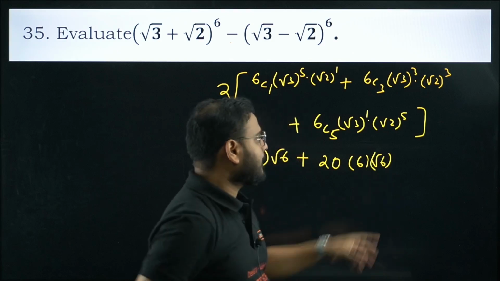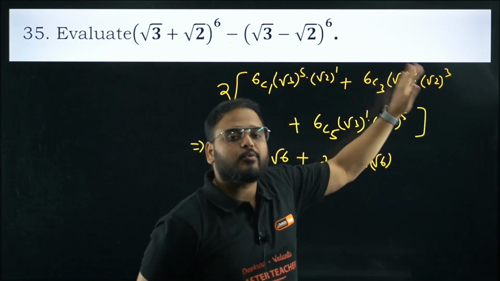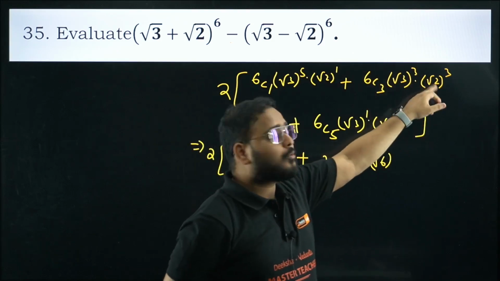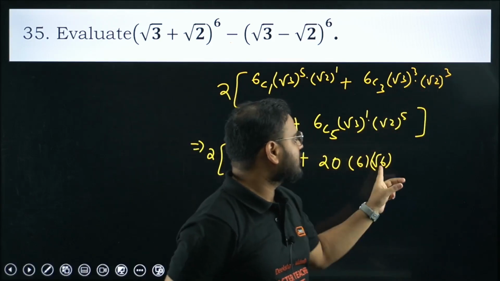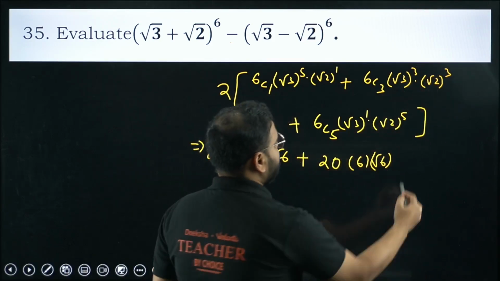Please check. Root 3 power 3: root 3 into root 3 is 3, and again root 3 is left. Root 2 power 2: root 2 into root 2 is 2. So 3 into 2 is 6, and root 3 into root 2 is root 6. Okay, this is clear. Plus sign.